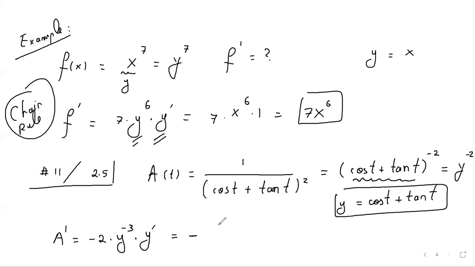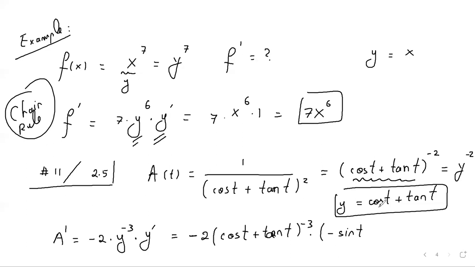And all I have to do is to substitute things around here. So negative 2 times y. Y is cosine t plus tangent t. Well, this is a bad idea to put t's here like that. So this is just tangent t here. So to the negative 3, right? Negative 2y to the negative 3 times, and y primed itself is negative sine t.